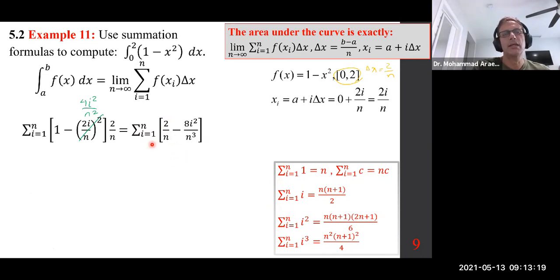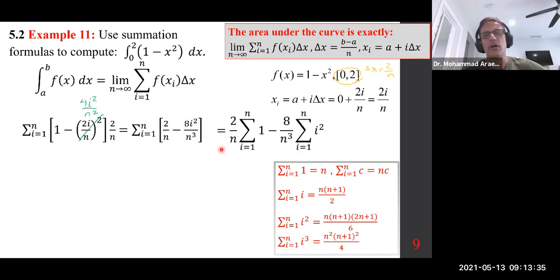So I can see that the summation pertains to i, so i remains and everything else comes out. So this one I can say 2 over n times the summation of 1, and this one I can get 8 over n cubed times the summation of i squared. I hope everybody can see what I'm doing here. The summation pertains to i, so anything involving i remains.